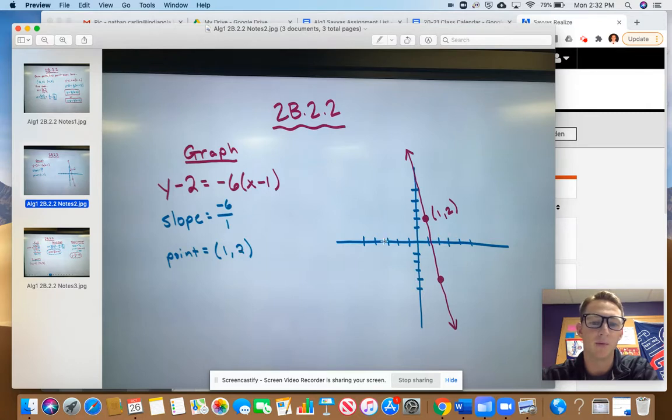We can plot this point over 1 up 2. We're going to start here, and then we're going to use our slope to find the second point. So down 6 and over 1.